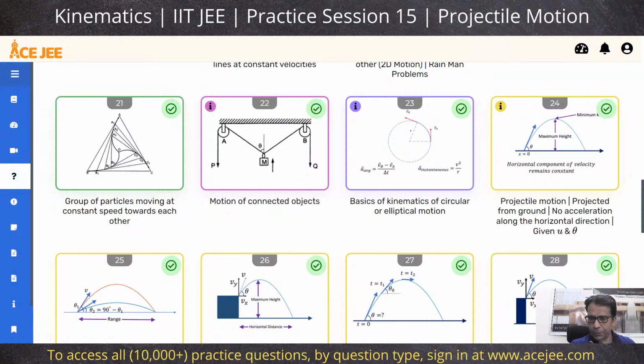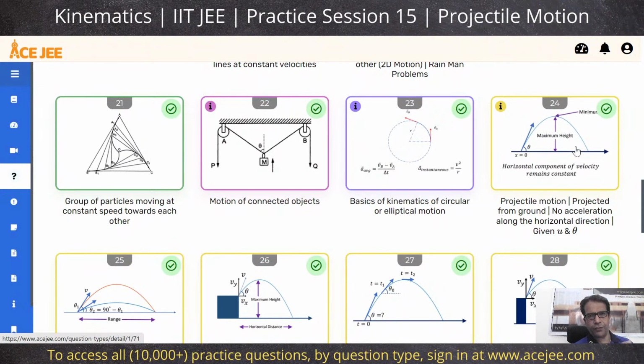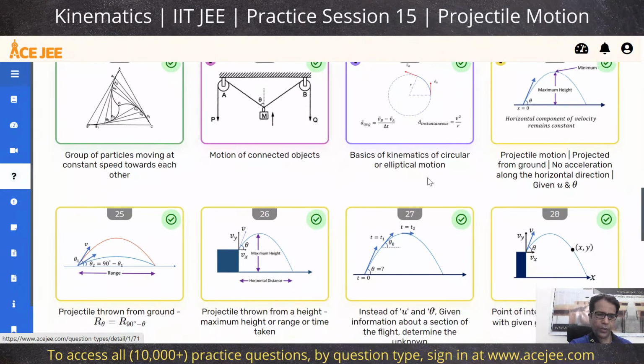For number 24, we had a projectile projected from the ground, landing on the ground. We are given u, we are given theta. We quickly derived the formula for your maximum height, your range, maximum range, the angle at which the range is maximum, and so on and so forth. Then we also touched upon number 25, wherein we saw the range, which is u squared sine 2 theta by g. That range is the same for theta and 90 minus theta.